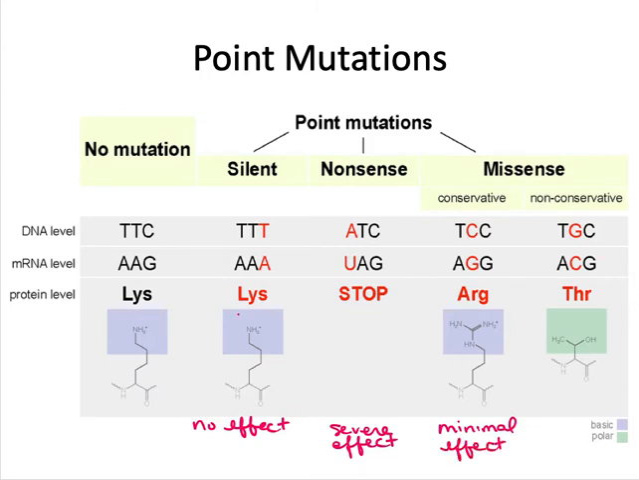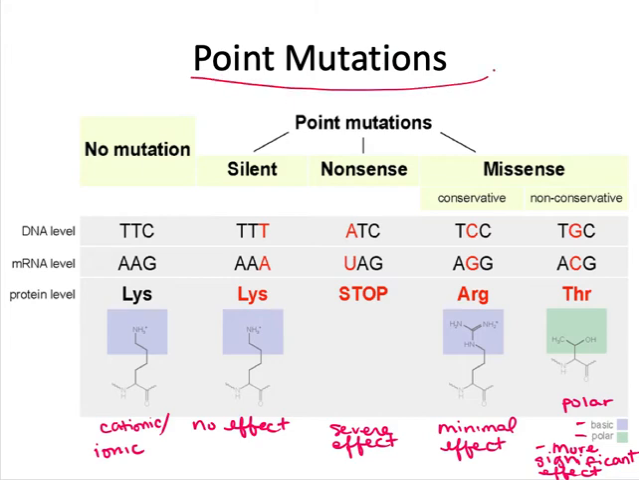But if you go from lysine, there's a plus sign here, so this is a cationic or ionic amino acid, and then you go to a relatively polar amino acid, or a basic to a polar amino acid, this might have a more significant effect because the chemical structure is much more different. It would be an even greater effect if we went to a nonpolar amino acid. Okay, so those are the different types of base pair substitutions, or as I said, point mutations is a synonym for base pair substitution.